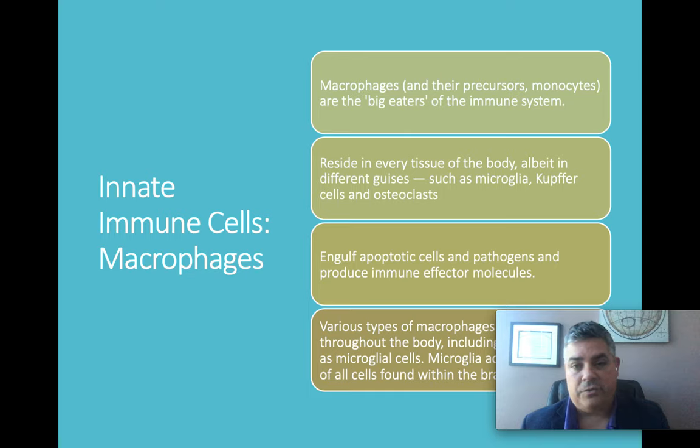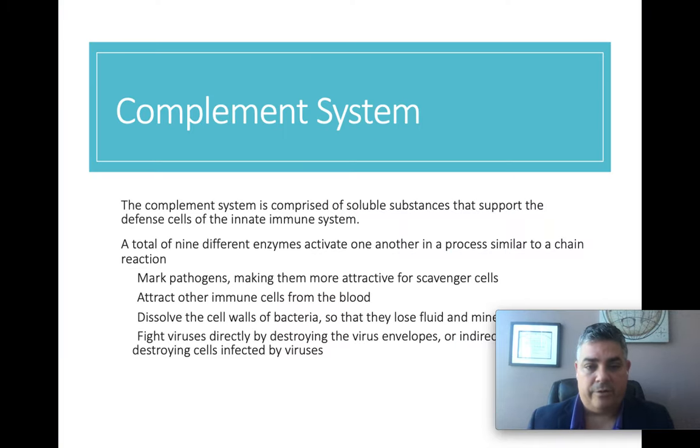So macrophages are designed to follow behind neutrophils and deal with the debris that's created as a result of that early immune response. They reside in every tissue in the body, including the brain, where we call them microglial cells. They engulf apoptotic cells and pathogens and produce immune effector cells. So these microglial cells and macrophages are found everywhere.